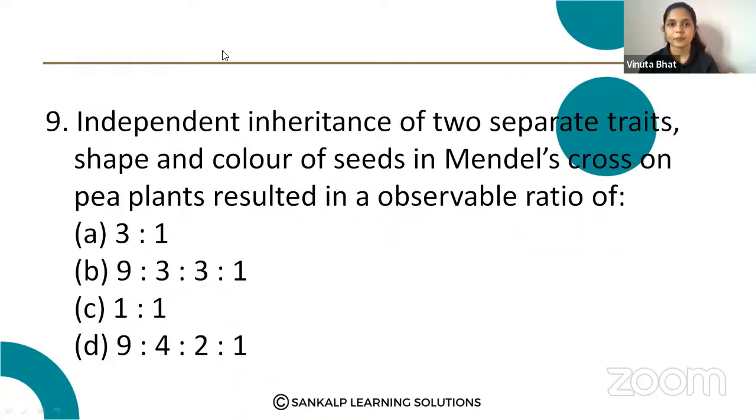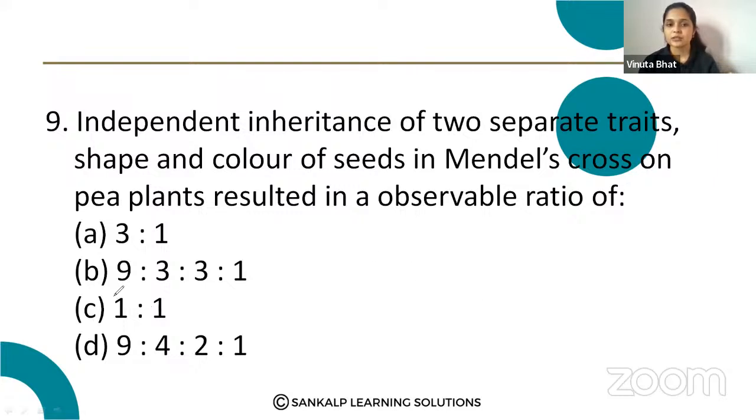Next question. Independent inheritance of two separate traits, shape and color of seeds, in Mendel's cross on pea plants resulted in an observable ratio of? Here the dihybrid cross means independent inheritance of two separate characters, based on shape and color. He has taken round yellow seeds, round green seeds, and wrinkled yellow seeds like that. So what is the ratio of the F2 generation plants? What types of plants did he get?